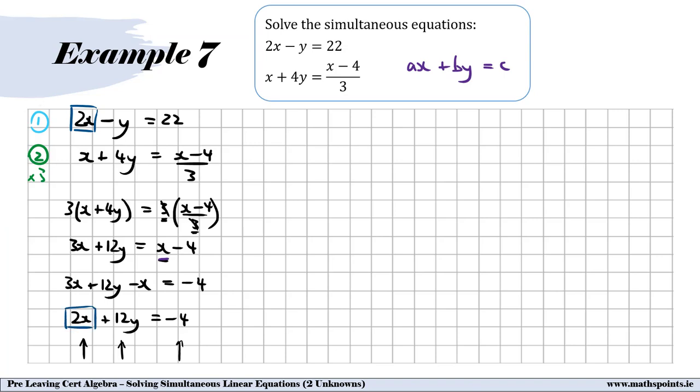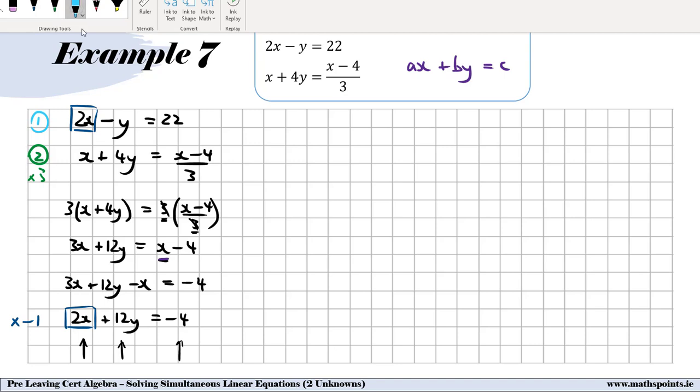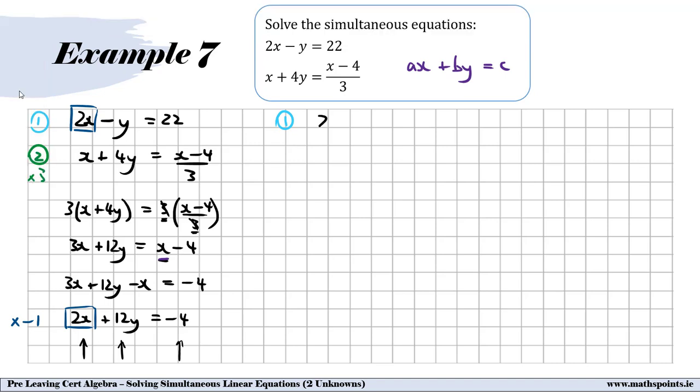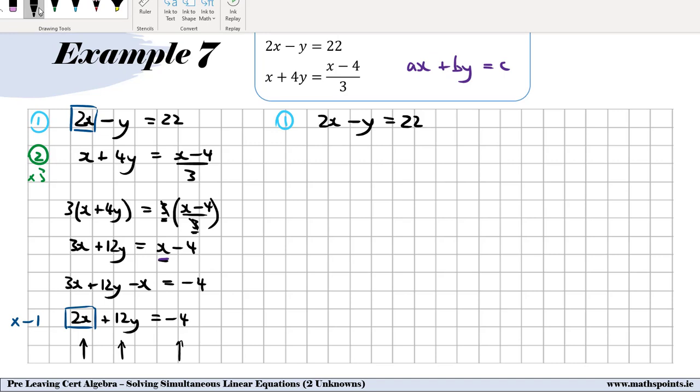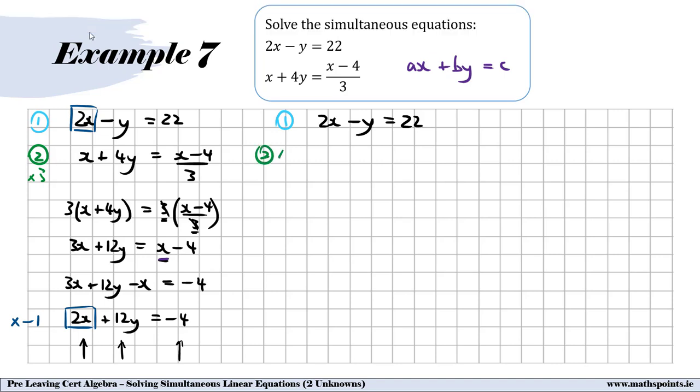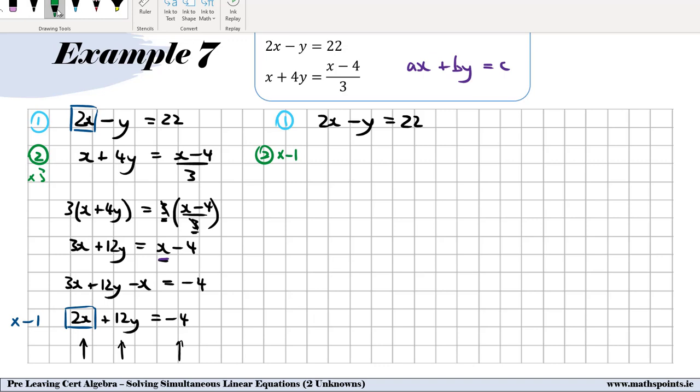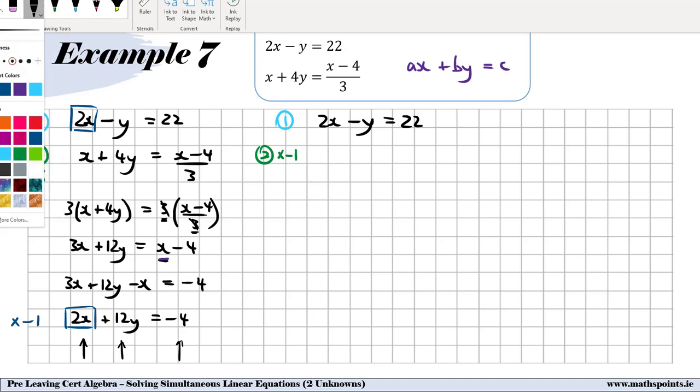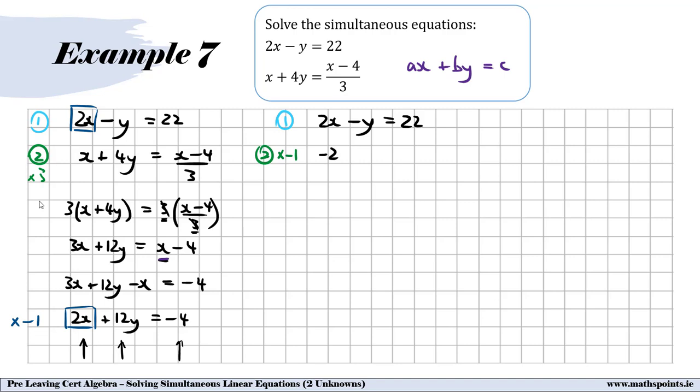So all I'm going to have to do is multiply equation 2 now by -1, and that will eliminate the x's. So let's go ahead and write down equation 1 as it is from the start of the sum, which is 2x minus y equals 22. We haven't manipulated that one at all. And then let's write down equation 2 multiplied by -1. And so equation 2 becomes 2x by -1 is -2x, plus 12y times -1 is -12y, and -4 times -1 is equal to +4.